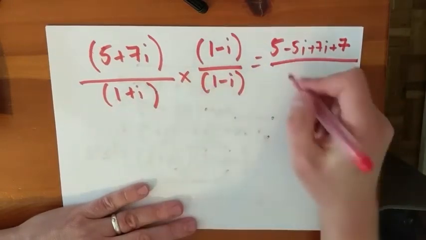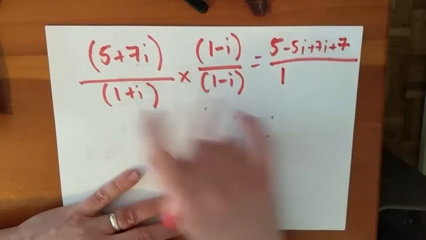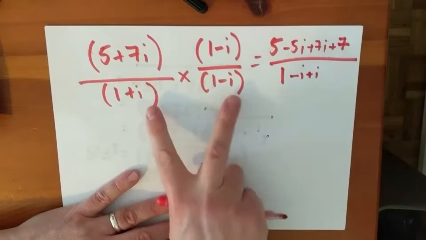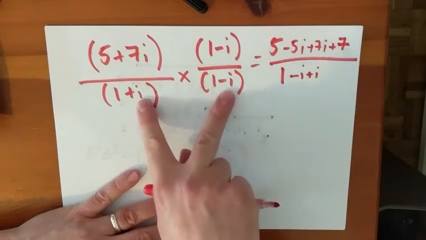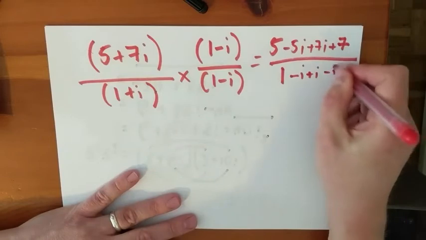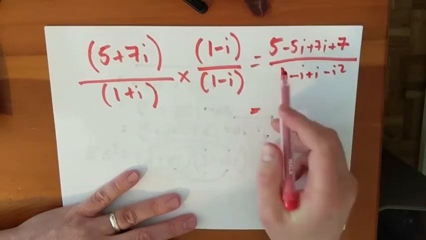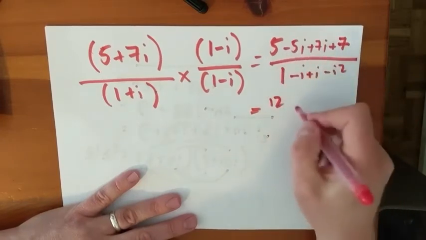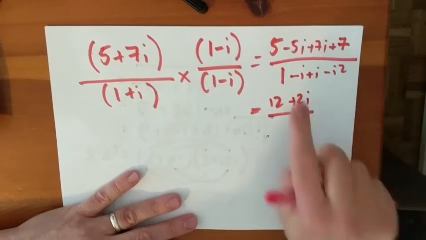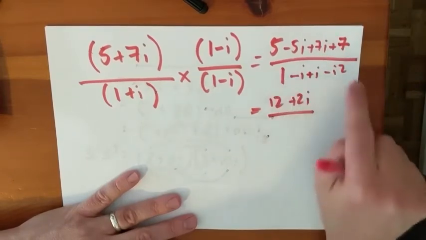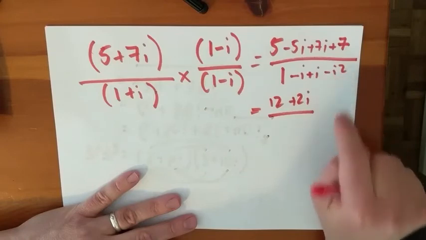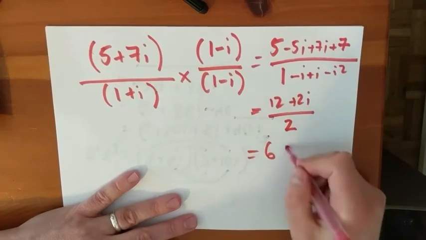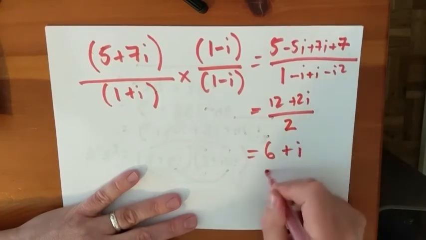On the bottom, I've got 1 plus 1, 1 times 1. The outside two gives me 1 times minus i. The inside two gives me plus i, which is lovely. And at the back, I've got i times minus i, which gives me minus i squared. And then I can simplify everything. 5 plus 7 is 12. Minus 5 plus 7i is plus 2i. Here, these two disappear, which is lovely. And then 1 take away minus 1, which is the same as 1 plus 1, which is 2. That simplifies down to be 6 plus 2 divided by 2 is 1, so that's 6 plus i.